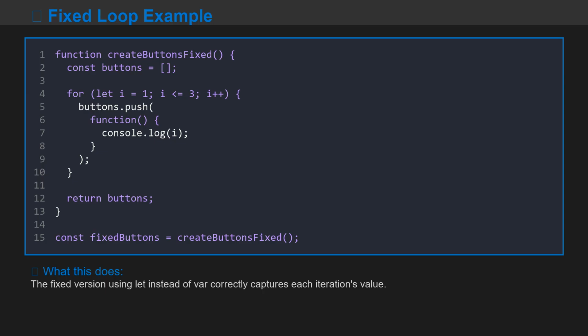Here's the fixed version. By using let instead of var, we create a new lexical environment for each iteration. Now when we call fixedButtons(0), it correctly logs 1 because each closure remembers its own value of i.